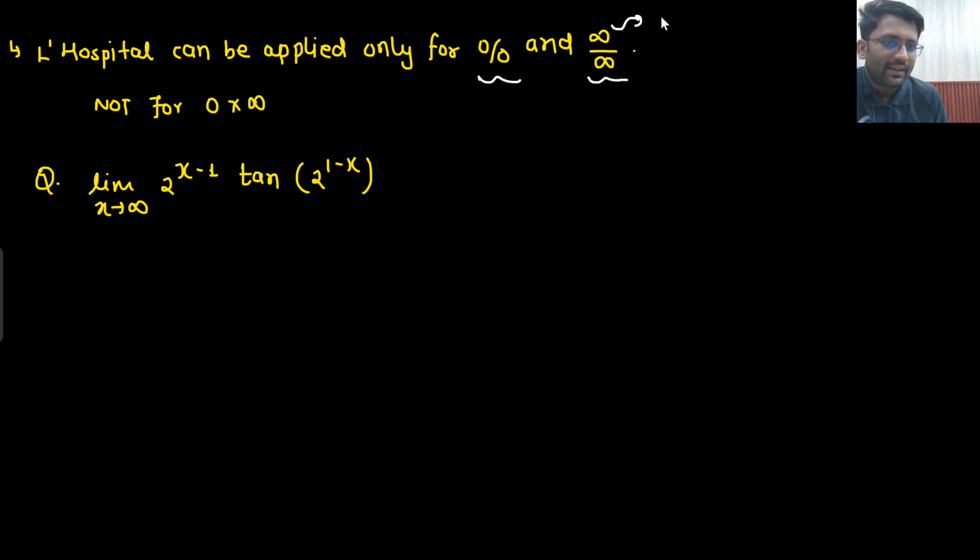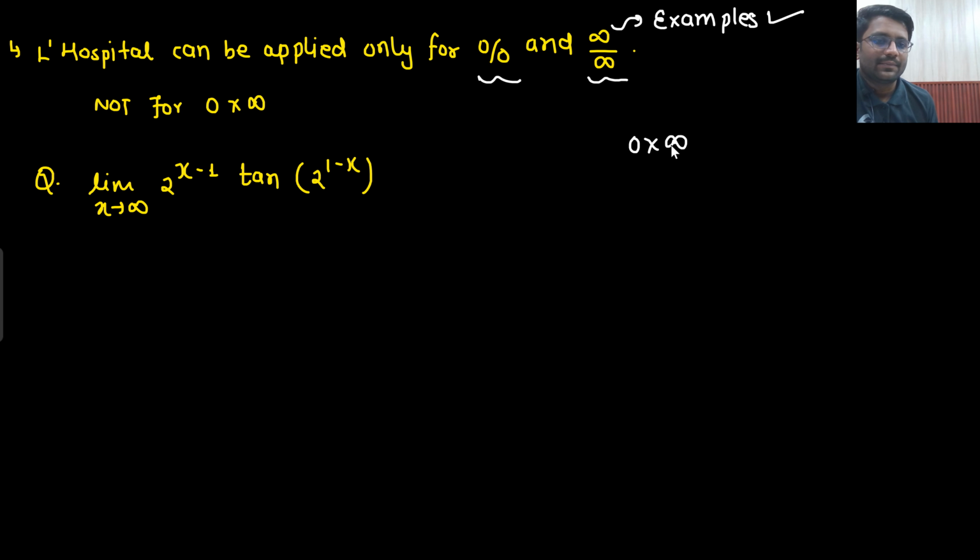L'Hopital could be applied only for 0 by 0 and infinite by infinite. Sir, you did not tell examples. Examples I will tell, don't worry. Examples will come. But L'Hopital could be applied only for 0 by 0 and infinite by infinite, not for 0 into infinity. So sir, if 0 into infinity is coming, what will I do?